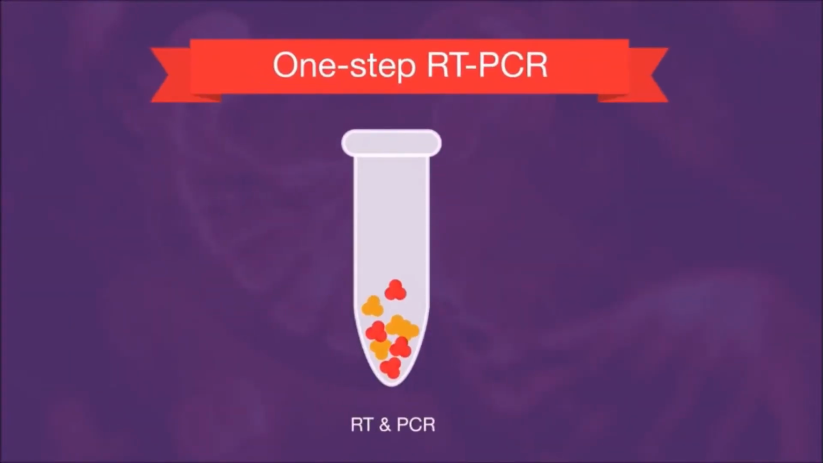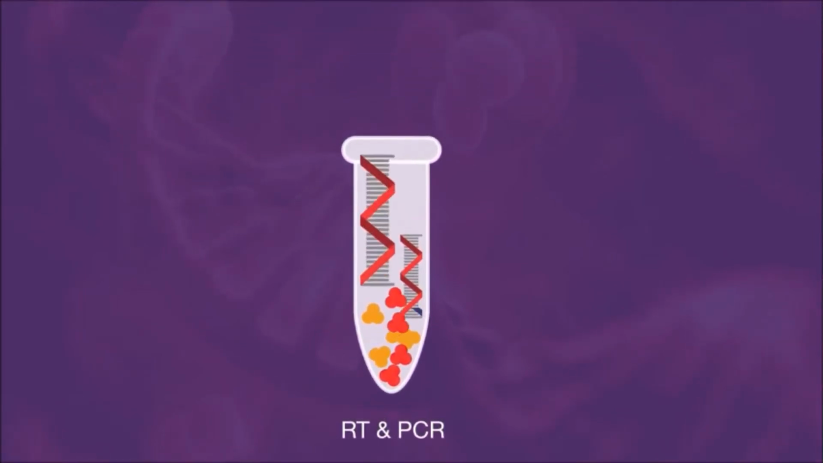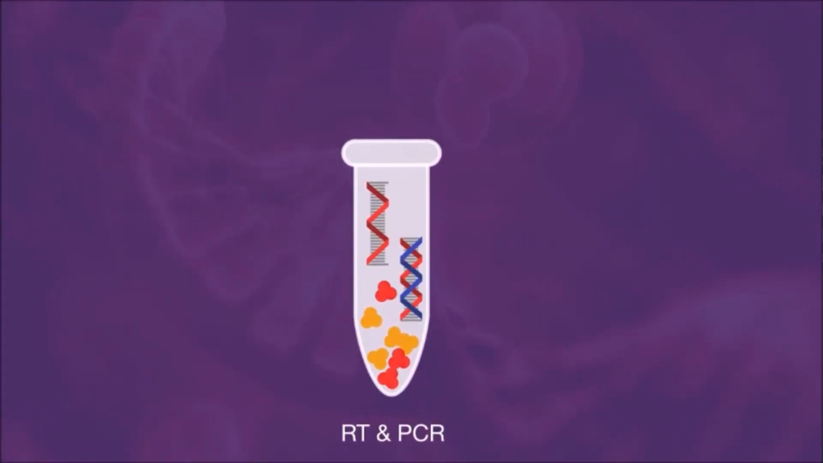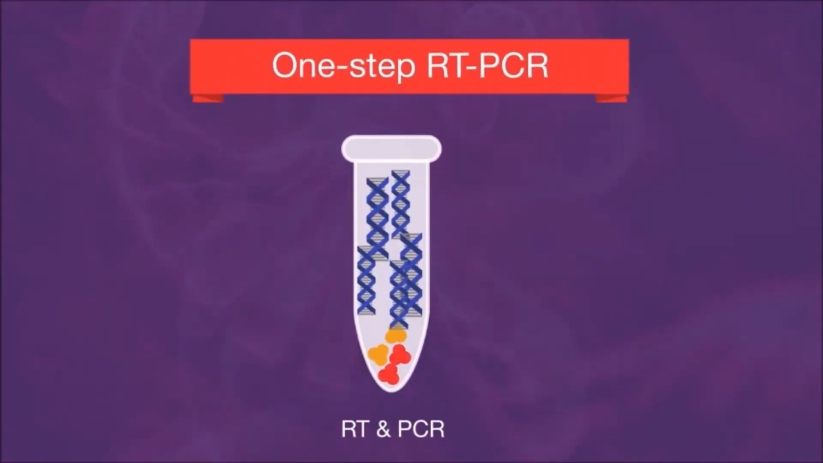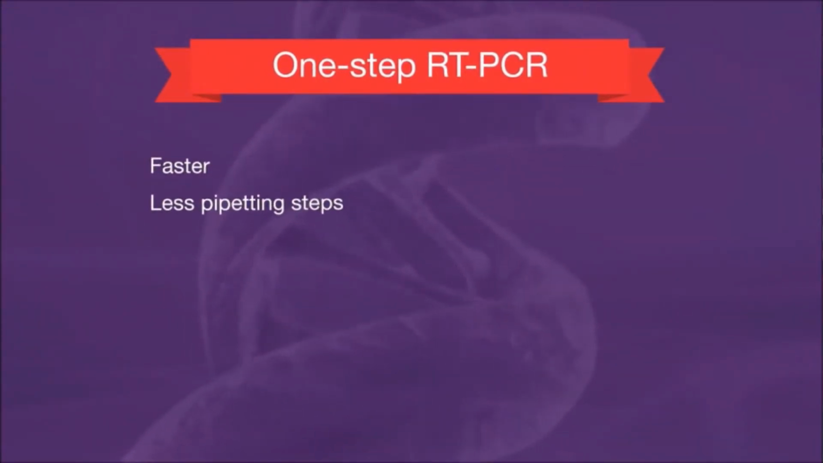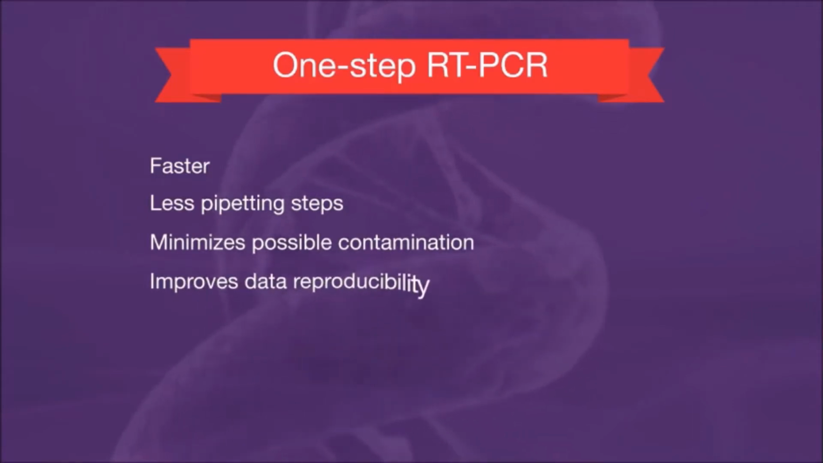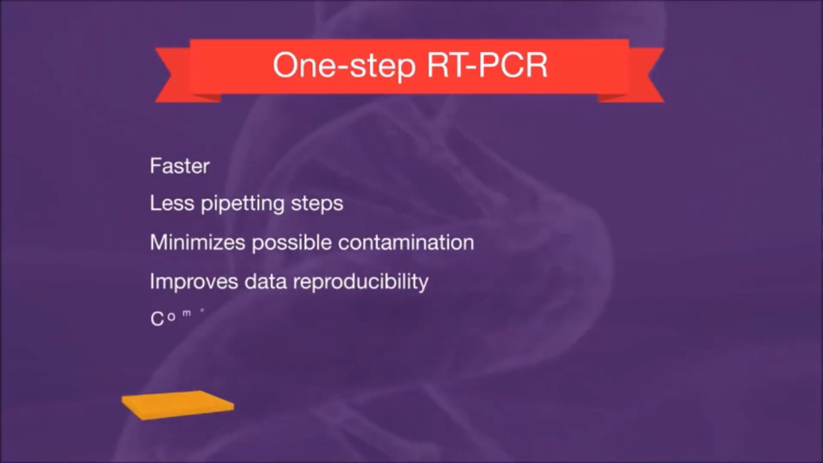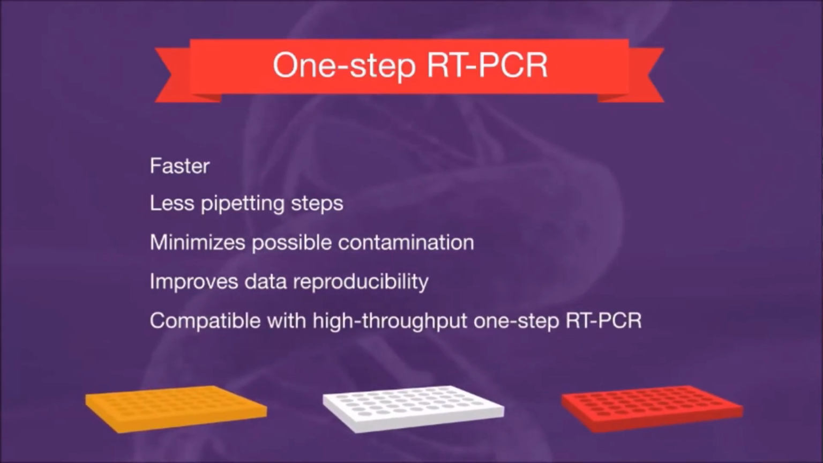In the other approach, known as one-step RT-PCR, the reverse transcriptase and DNA polymerase are pre-mixed, which allows the RT and PCR steps to be performed in the same reaction tube. Not only is the one-step RT-PCR approach faster, it also requires less pipetting and minimizes possible contamination, thereby improving data reproducibility. It also enables easier processing of large numbers of samples for high-throughput applications.